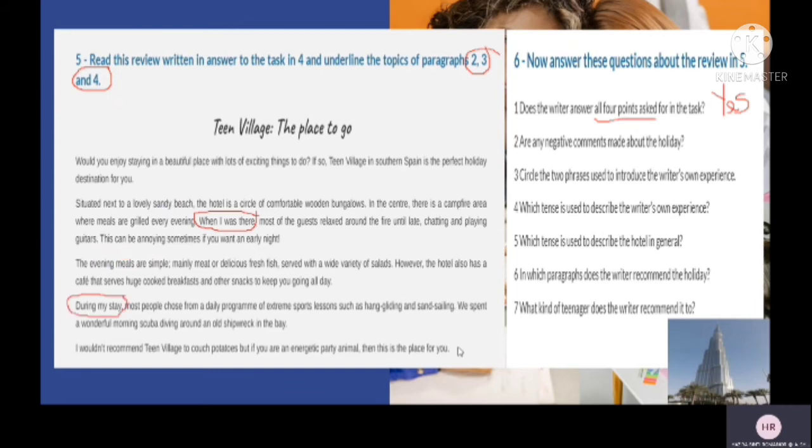Alright, question number 4. Which tense is used to describe the writer's own experience? Okay, how are you going to check or to identify the phrases? Okay, from here, the one that I circled. Okay, from the sentence, from the first word there. Alright, maybe you can take until here. What kind of sentence the writer used to describe experience? Yes, the writer used past tense to describe his or her experience.